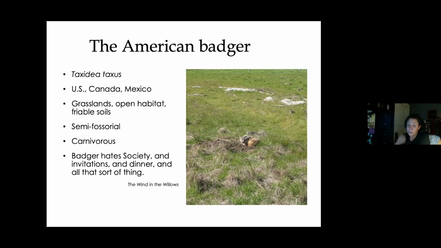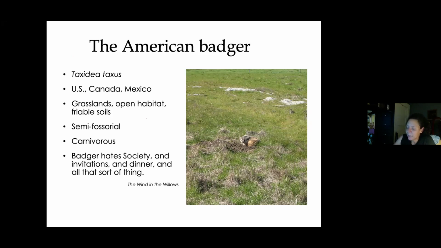So their primary prey are burrowing mammals, and they also spend most of their time underground. So when they are resting during the day, and when they have young in a natal den.